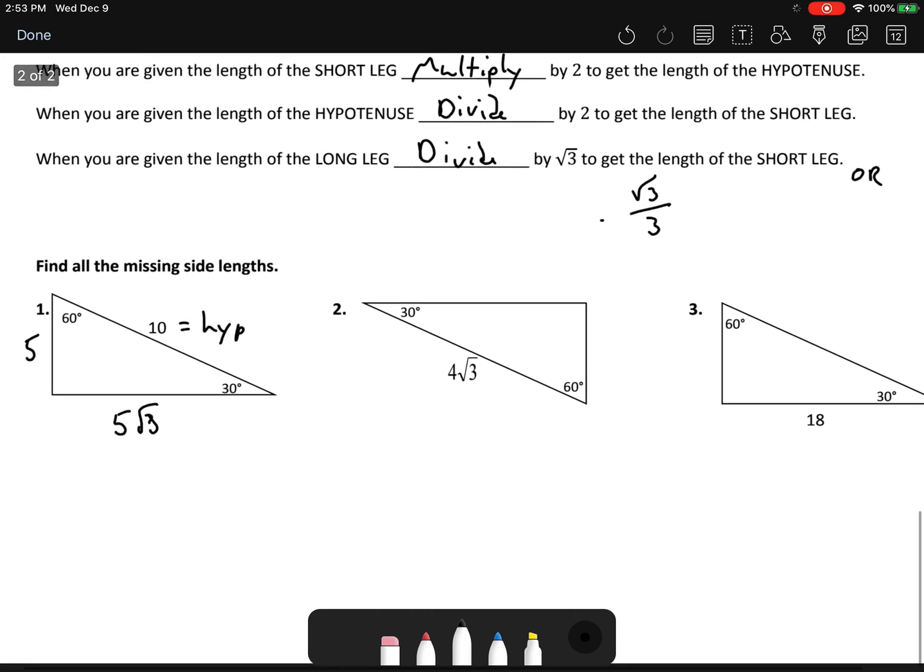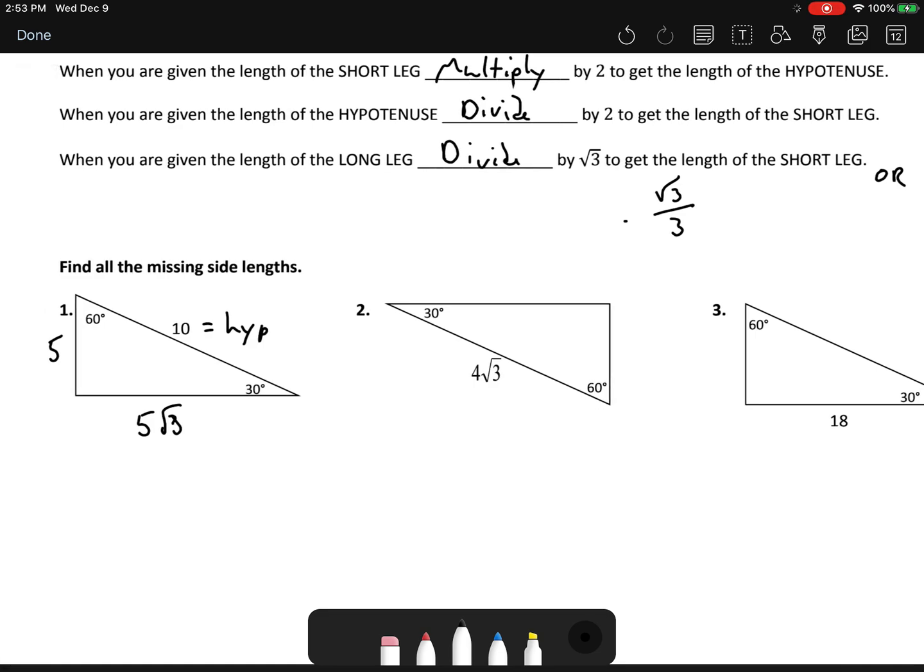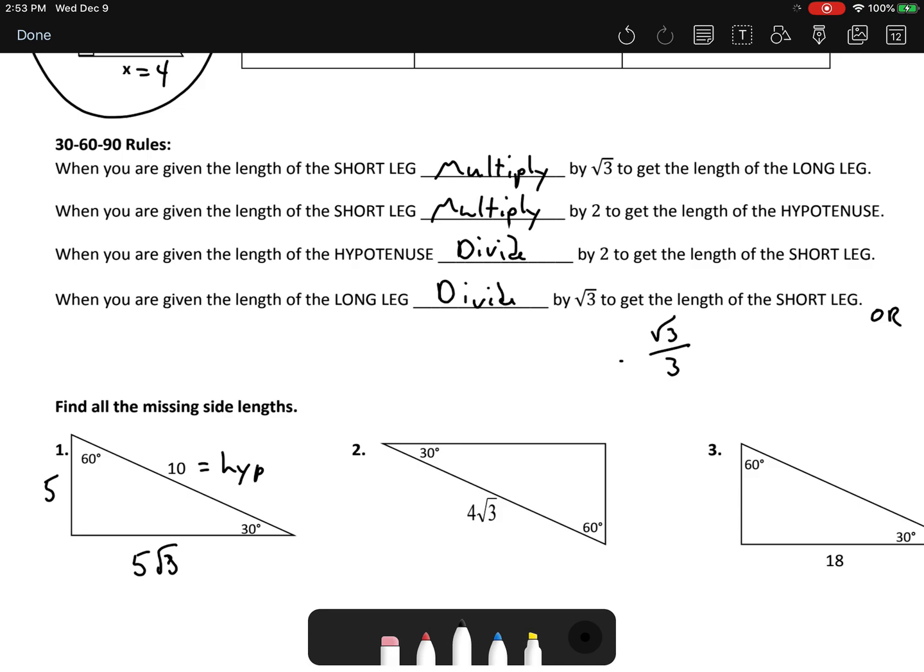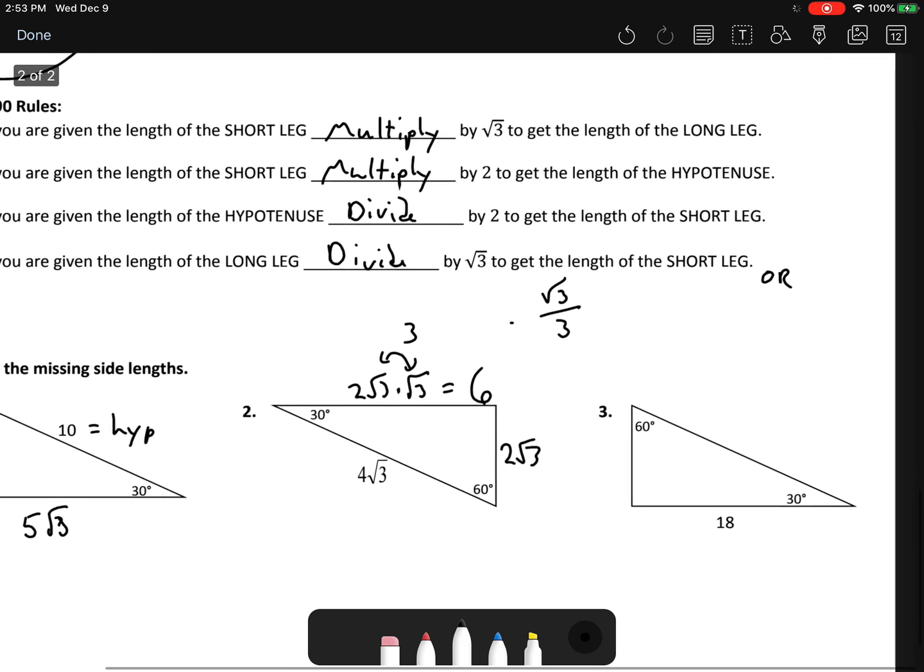Okay? So let's say on number 2, the hypotenuse is 4 radical 3. Well, the short leg is half the hypotenuse, so we divide by 2. What's half of 4 radical 3's? 2 radical 3's. Well, how do we get the long leg? We take the short leg and multiply it by radical 3. Tells us to do that right there. Well, radical 3 times radical 3 is 3. So 2 times 3 is 6. Now remember, anytime I'm going too fast, you just pause it and replay it.